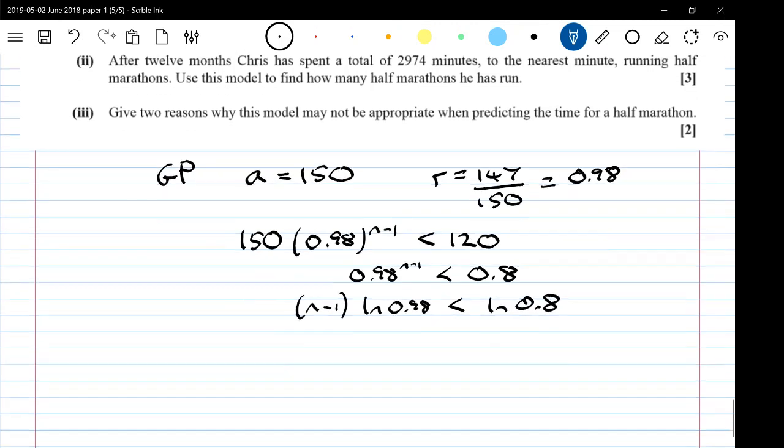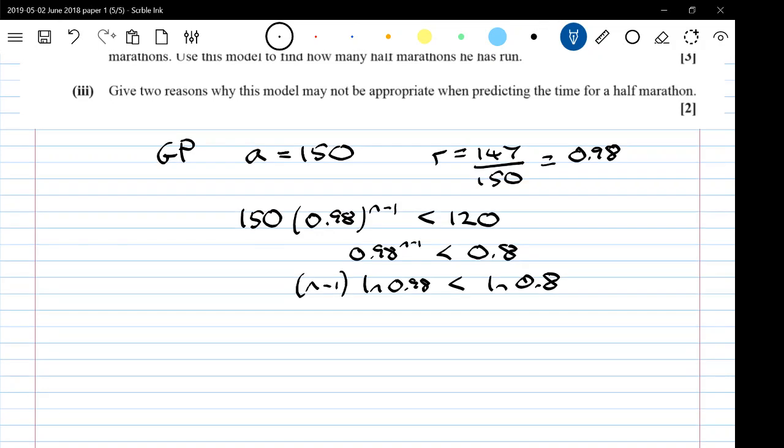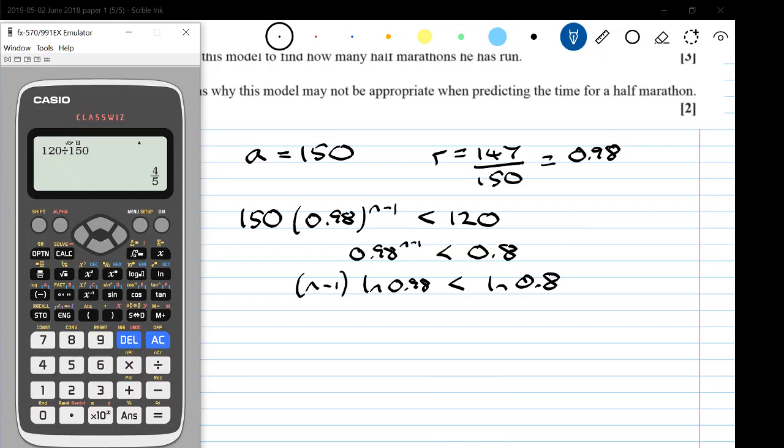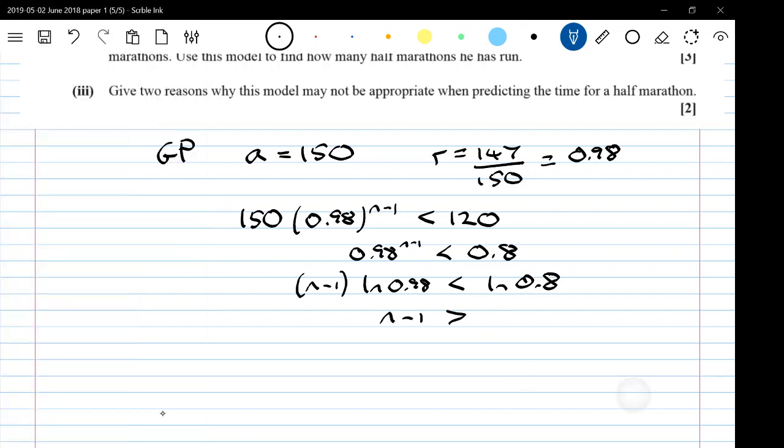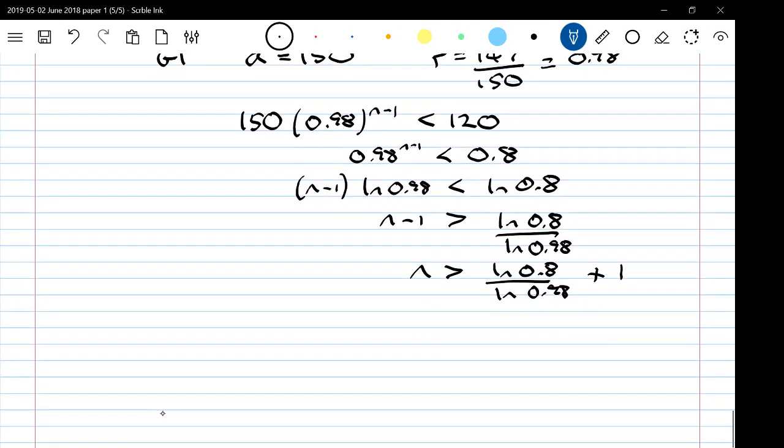We're going to divide by ln 0.98. 0.98 is less than 1, isn't it? It's less than 0 even. Natural log of 0.98 is negative. There it is. So when we divide by that, we're going to change the sign of our inequality. So n is greater than ln 0.8 over ln 0.98 plus 1.